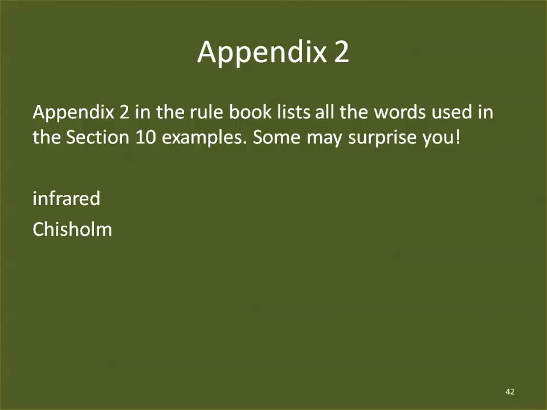In the back of the rulebook for UEB, there are 3 appendices, and the second one is all the examples that we just looked at, plus a whole bunch more. All these examples from section 10, which is what we just studied, are there in Appendix 2. Section 10 has to do with contractions. And you'll want to take a look at that appendix because some of them might surprise you, like infrared and chisel. You might think you know what to do, but I'm going to leave it up to you to look it up in the appendix and see how it's really done.